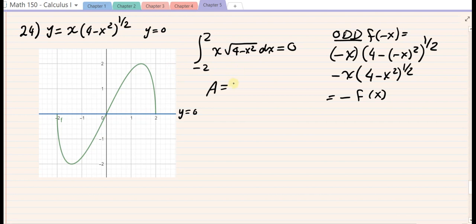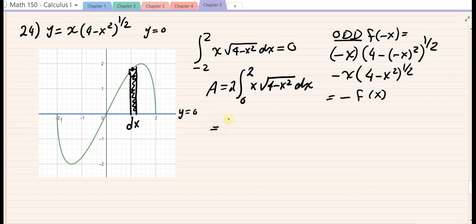Now the area, then, I'm going to double up on 0 to 2 of x root 4 minus x squared dx. That'll be the easiest way to do it, right? So a rectangle is going to look like this, right? And that's a typical rectangle with dx. The height of the rectangle is given by the red curve minus the blue, which is 0, the x-axis. And this one we can actually work nicely using a u substitution, couldn't we?